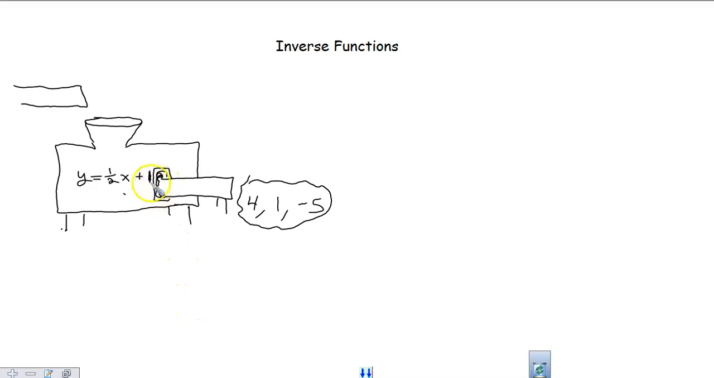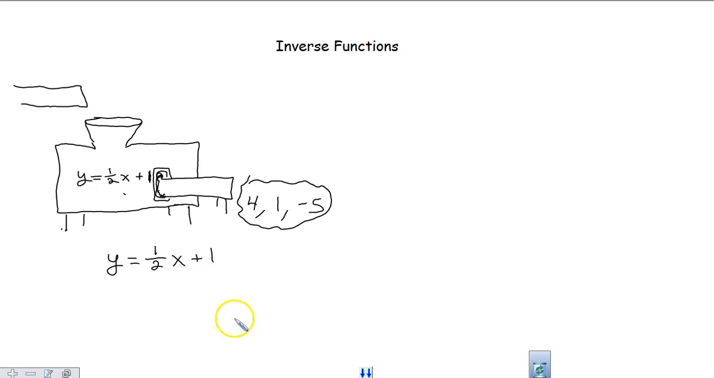Okay, so hopefully you paused the video, maybe thought about it for a little bit. If not, let me show you how I would do it. Maybe with this function it's easy enough that you don't have to run this process, but for a sufficiently complex function, let me show you how I would do this. Our rule was y equals 1/2 of x plus 1.